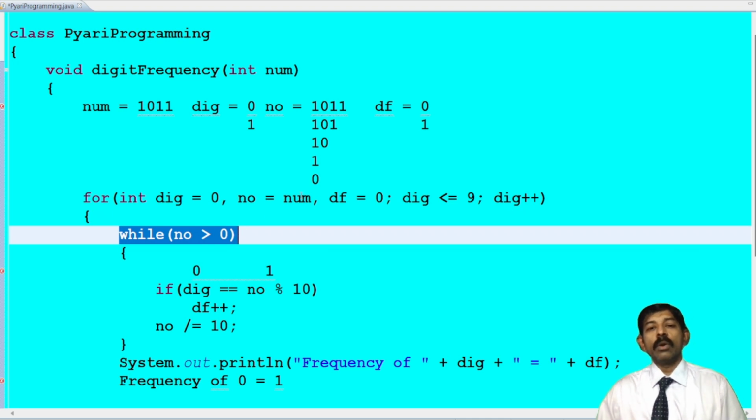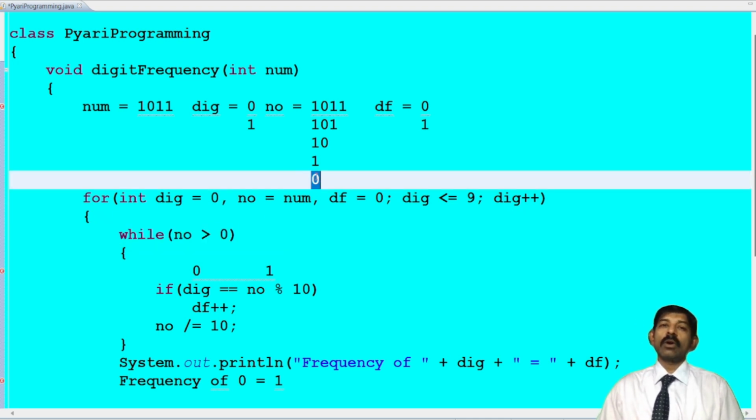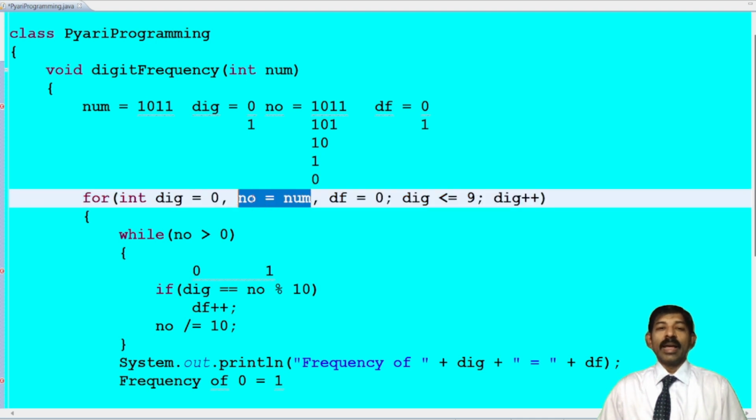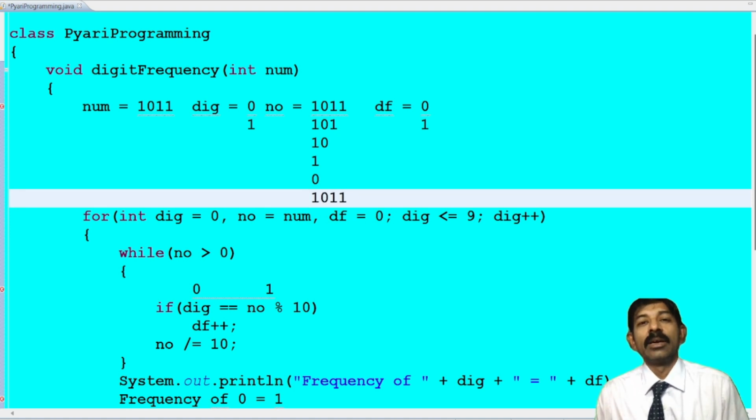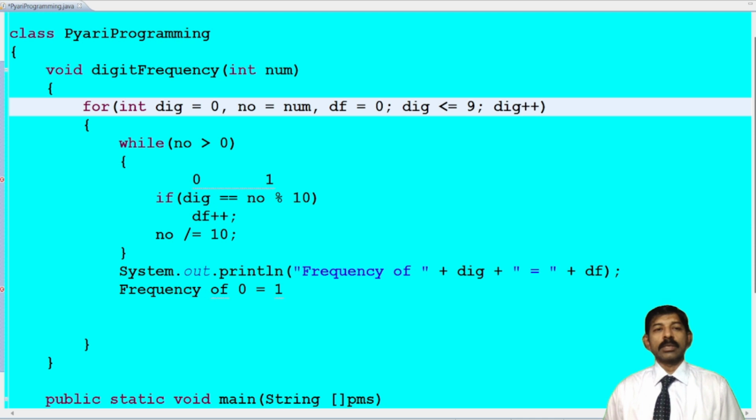What is the value of no? No is 0. It is not updated. It should be initialized to num. Then only I will have the number again called 1011. There we made the mistake. So that's why when you are reducing the code, be careful about it. Hope I'm clear. Everyone has understood.